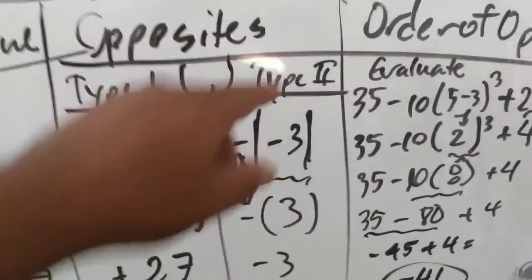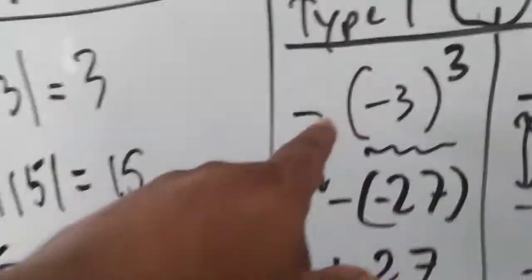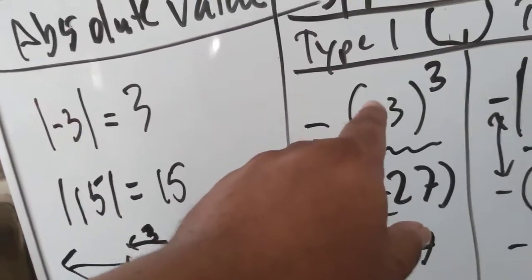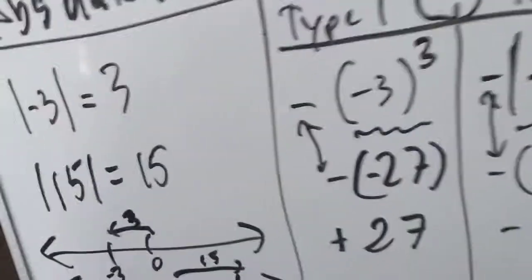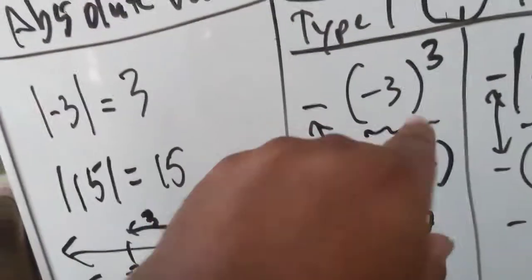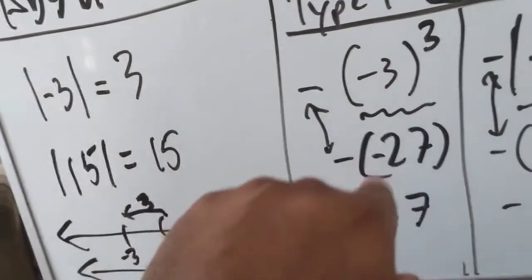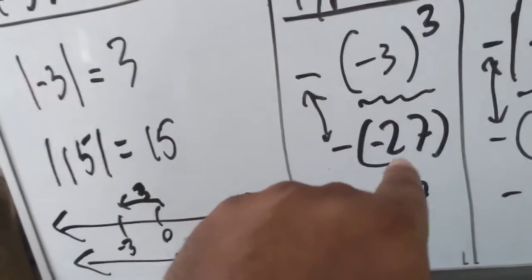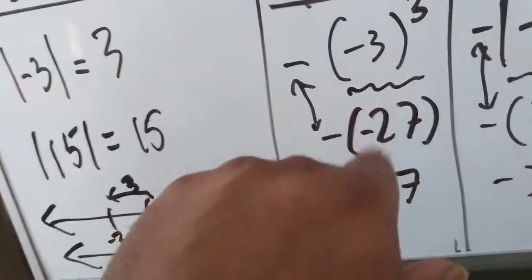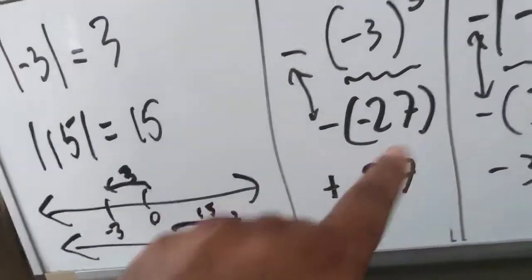There's a type 1 problem and a type 2. Let's look at the type 1 problem a little closer. This reads the opposite of -3 raised to the third power. We have to do exponents first, so an odd number of negatives is still negative, and then 3 times 3 times 3 is 27. Now this negative right here drops down. So this is the opposite of -27, which of course is positive 27. So you have to watch your signs here.